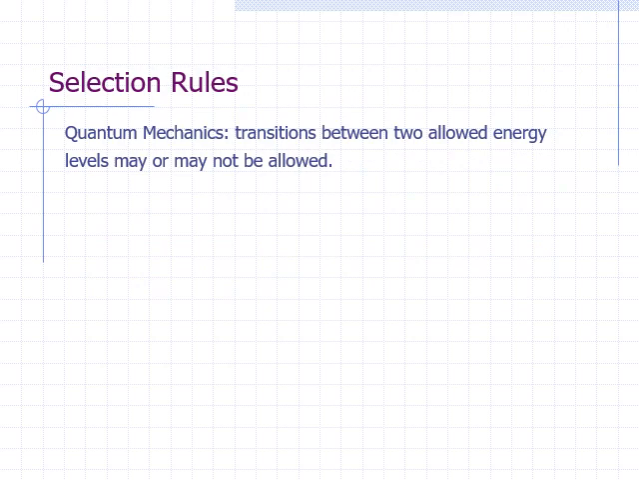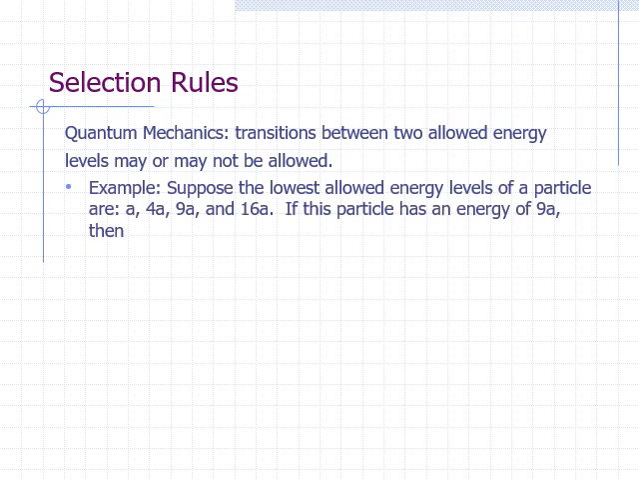Just a heads up, even if the transition satisfies the Bohr frequency condition, it may not be observed. Quantum mechanics actually puts additional restrictions on whether a photon can be absorbed or emitted by an atom or molecule. These additional restrictions are called selection rules, and we'll learn more about them as we go deeper into quantum mechanics. Let's consider a fictitious example to illustrate this idea.